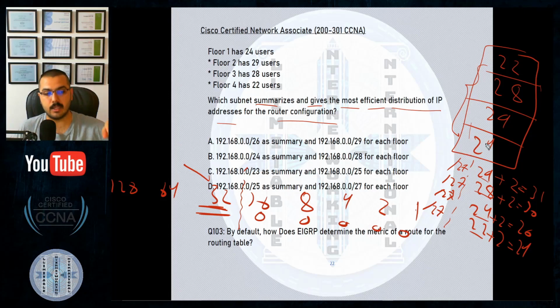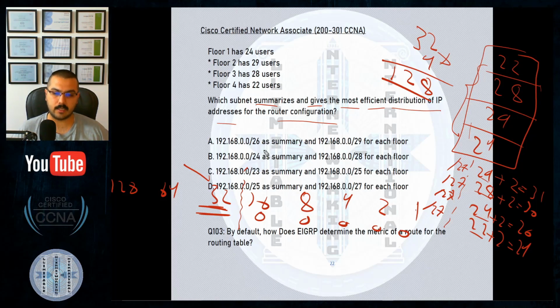This floor has a subnet of 32 addresses. Yes, we are using 24, 26, but in total it's 32. So 32 for each floor, multiplied by 4 floors, will give me 128 IP addresses. So one of those networks should support 128 IP addresses.